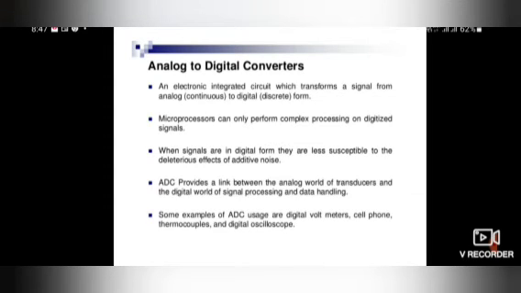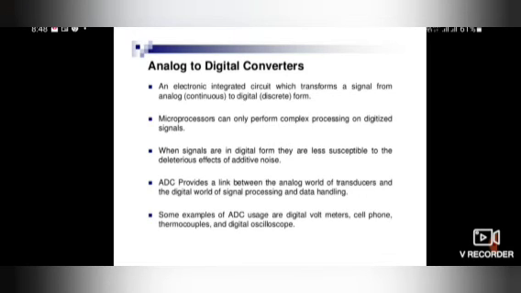Next we will see about the analog to digital converter. An electronic integrated circuit which transforms a signal from analog, that is the continuous signal, to digital, that is discrete form, is called an A to D converter, that is analog to digital converter.